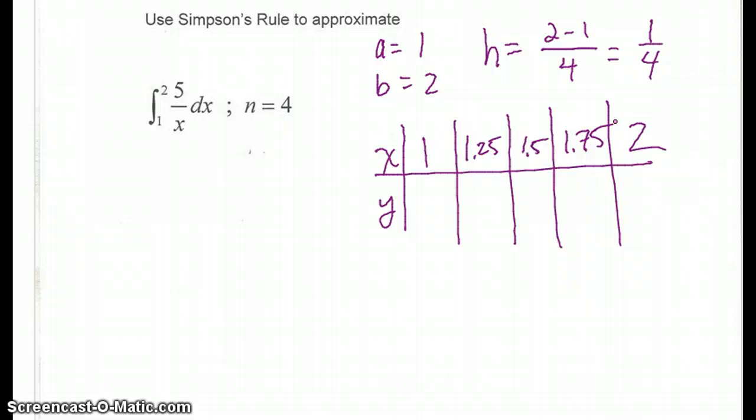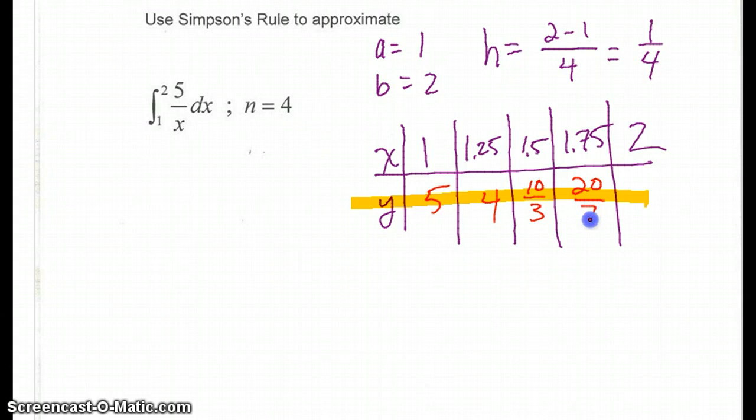All right, now we're going to solve for our y values. Remember, these are our y values. When we plug 1 into the actual function, hopefully you see we get 5. Then we're going to get 4. We're going to get 10/3. We're going to get 20/7. And we're going to get 5/2. Hopefully this is good.